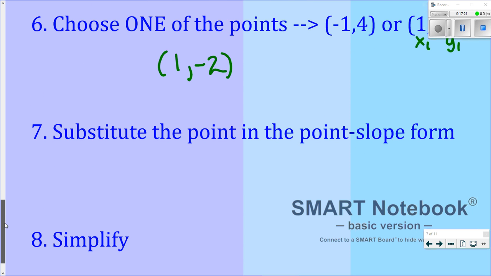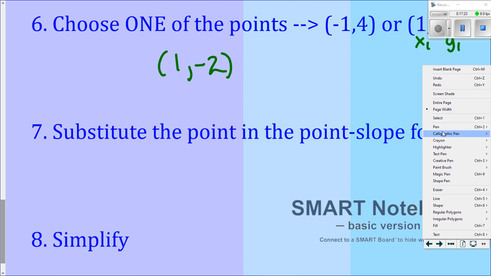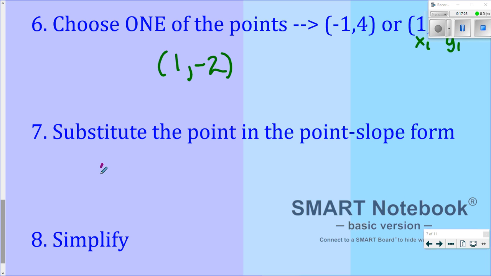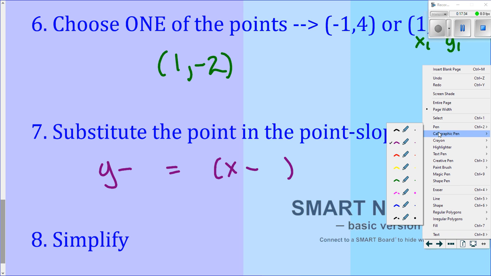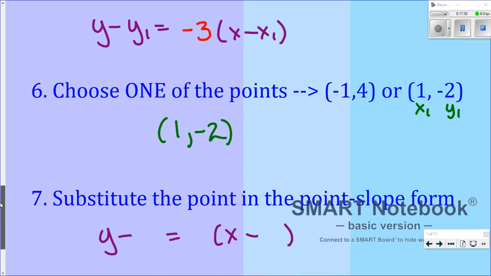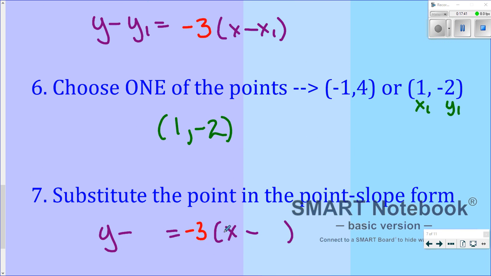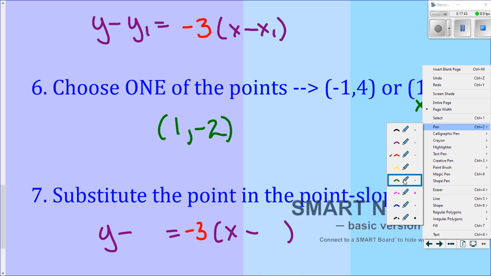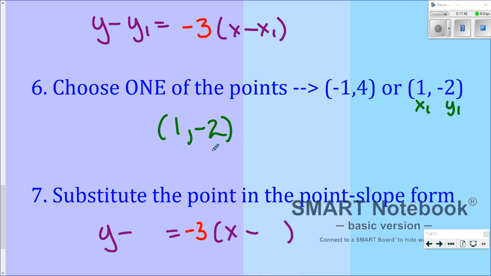And then substitute the point into the point slope form. So going back, we had y minus, and then the m, and then x minus. So I'm just plugging in all the information that I chose and I already have. So my slope was -3. So I'm going to put -3 here. And my points, which I'll put in green. So this one is my y1. So that will be -2 in parentheses because it's after the minus sign. And then my x1 is 1.